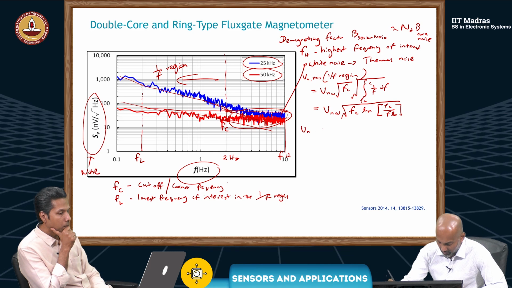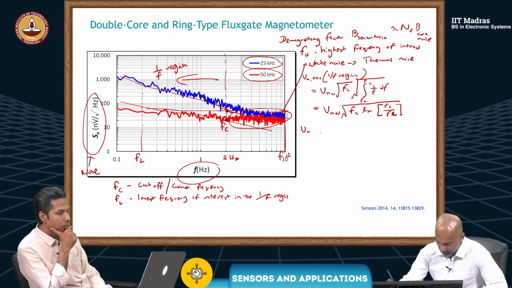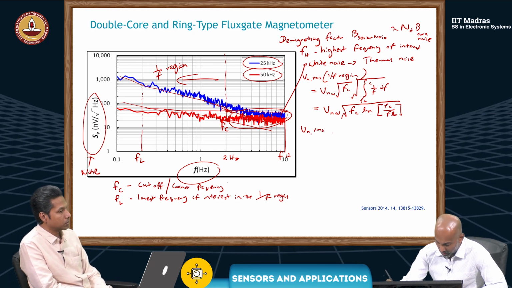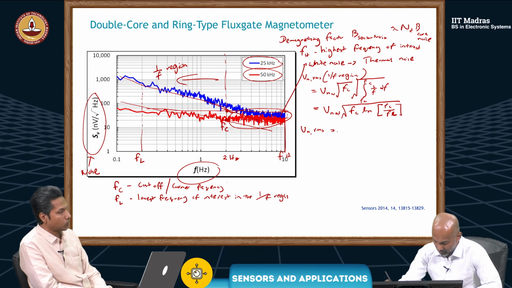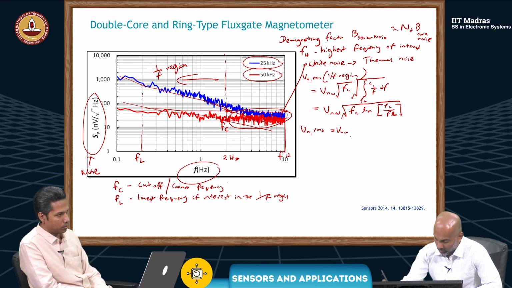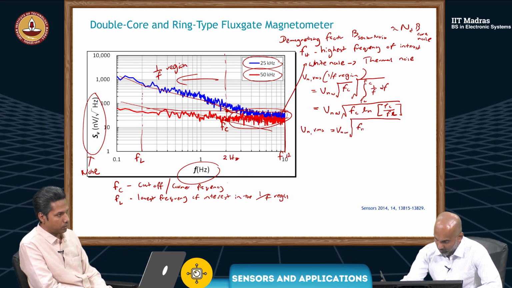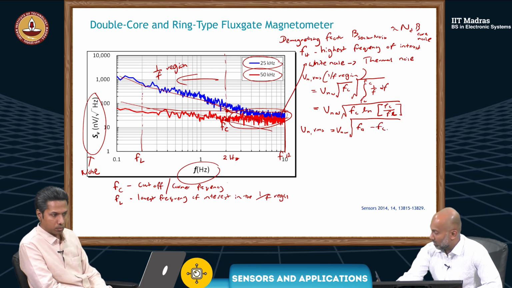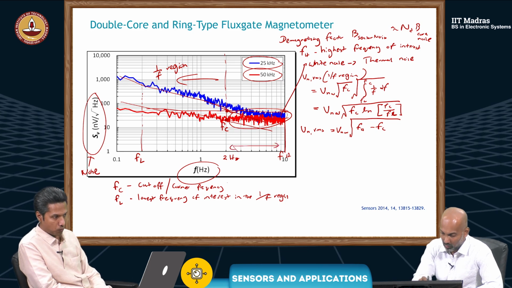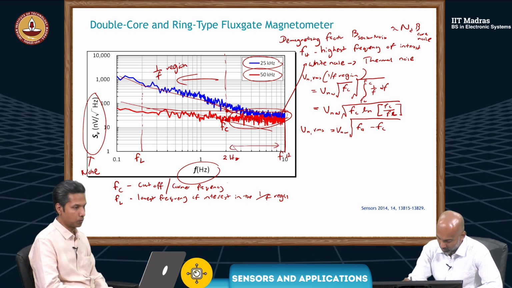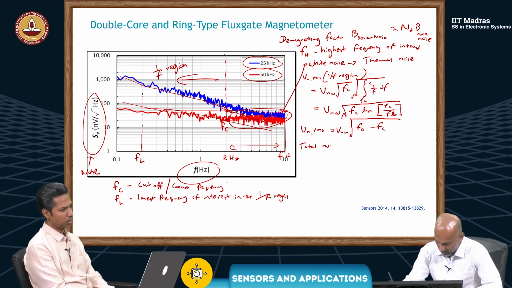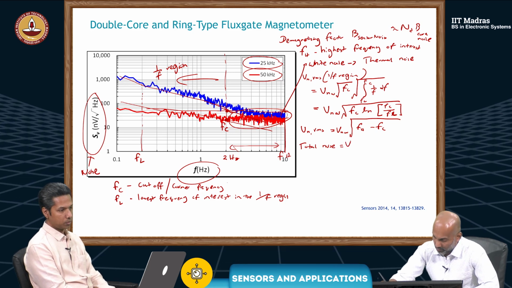Then your Vn RMS in this region is simply FH minus FC, which is this region here. So for this region we have this, and for this region we have this. Then the total noise is the square root of these two. Exactly.